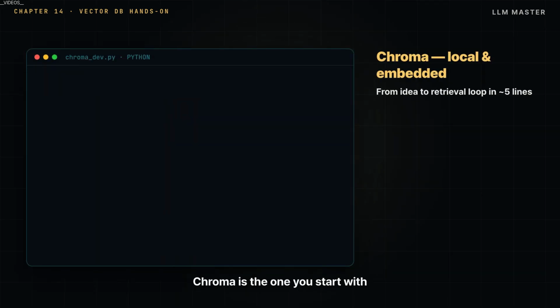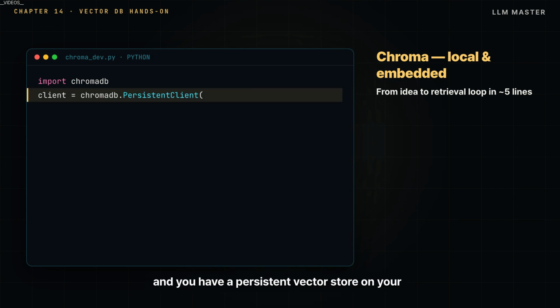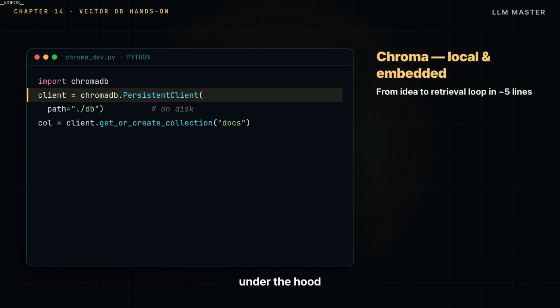Chroma is the one you start with, not the one you scale to. It's open source and local first. You import it, point it at a folder, and you have a persistent vector store on your laptop with no server to stand up. Its friendliest touch is that it embeds for you. Hand it raw documents and query text, and by default it runs an embedding function under the hood, so you can go from an idea to a working retrieval loop in about 5 lines.